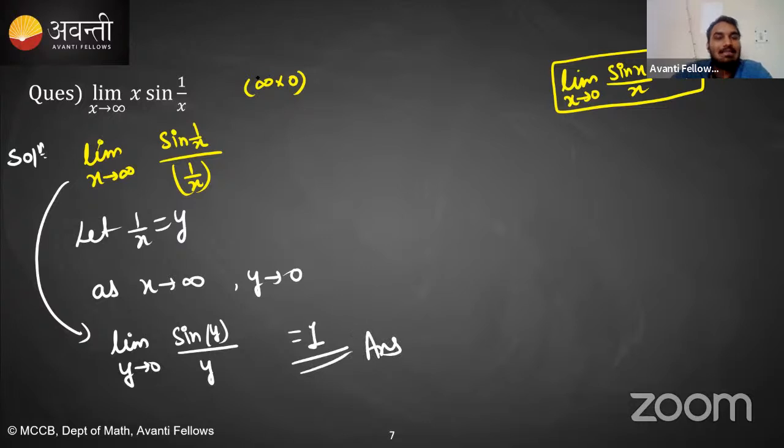Clear? Is this clear? Tell me quickly in the chat box, how many of you have understood this? Clear, right? It's a very small, very easy question, but you have to remember that x is tending towards infinity directly, so first we have converted it into the form of 0 by 0. Now this is in the form of 0 by 0, so now we can proceed with it. Clear? I hope this is clear. If you have any doubt, please ask me. Is there any doubt, students?